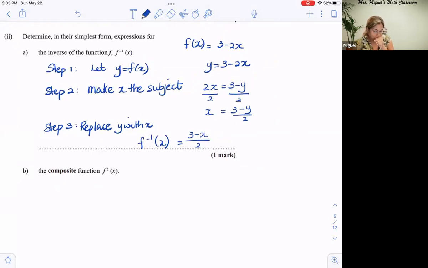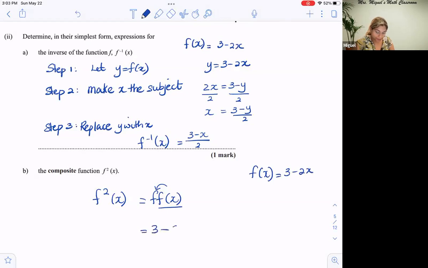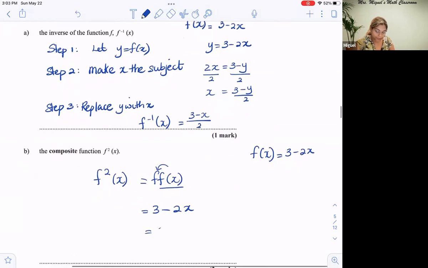So in order to work out this, we are expected to know that f squared is f of f of x. So we are going to replace the inner function in the outer function. So write f of x on the side here and write back the f function. And now you are going to replace x with this whole function. So try it.